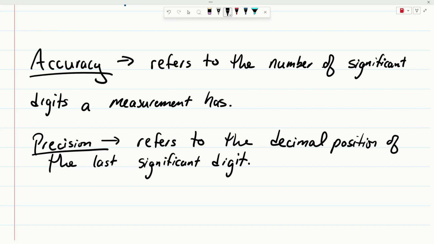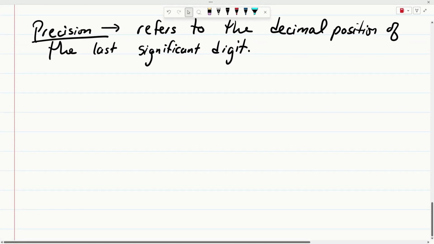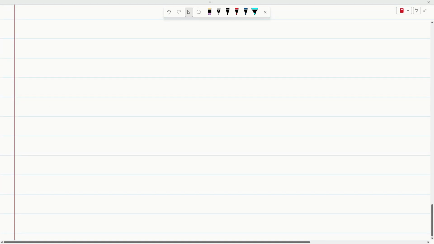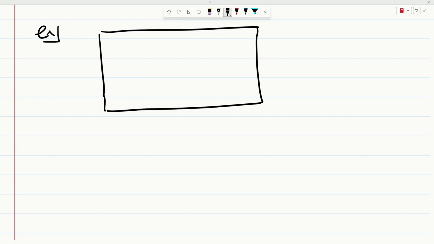Okay? Now, these two definitions are important because of what we do with operations on these numbers. Remember, you're going to be measuring all different types of things, right? So for example, let's say you measured a table. This is a table. Okay?